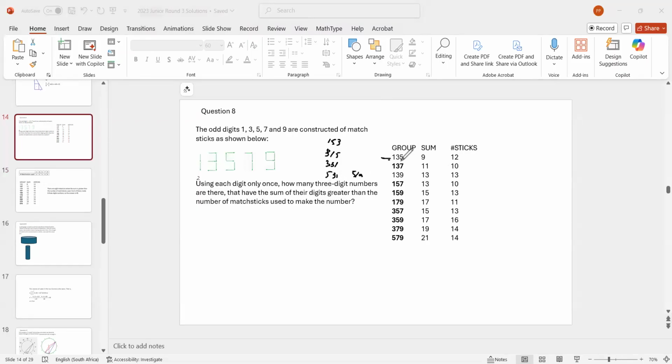There are 6 ways of arranging these numbers, right? 135, 153, 315, 351, 531, 513. All of them give you the same sum and the same number of matchsticks. So each one can be counted 6 times. So the final answer is, although there are 8 groups, each number can be counted 6 times. So that's how you get 48.